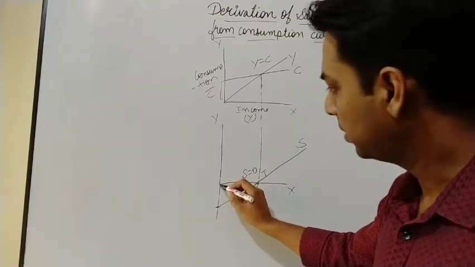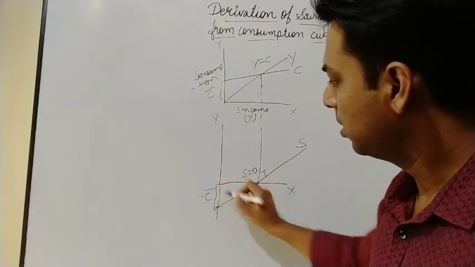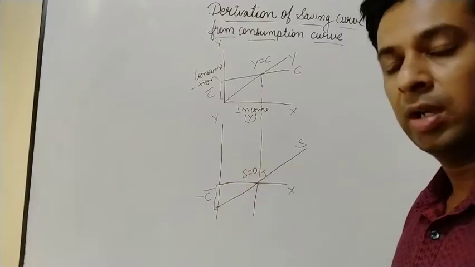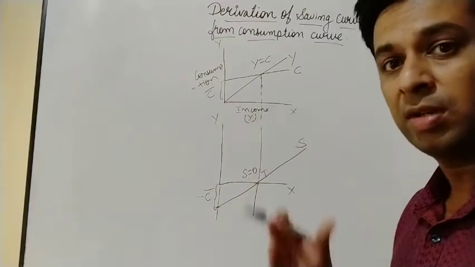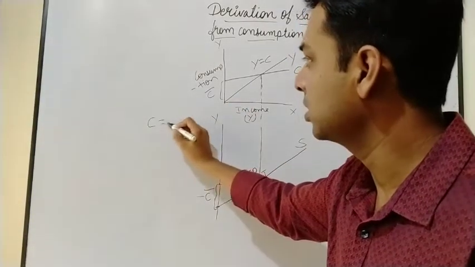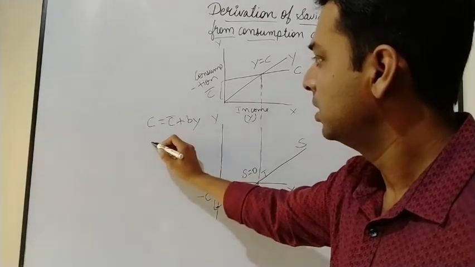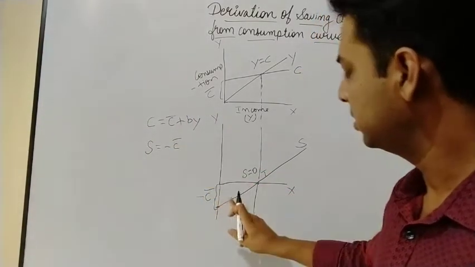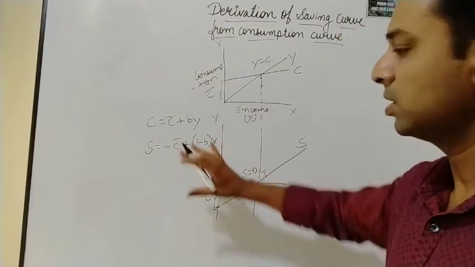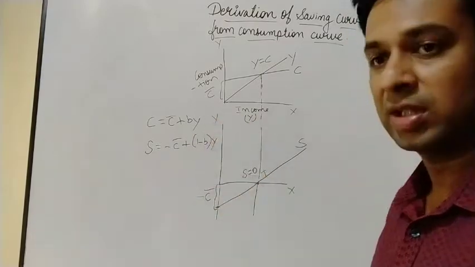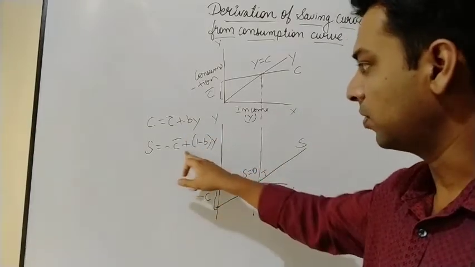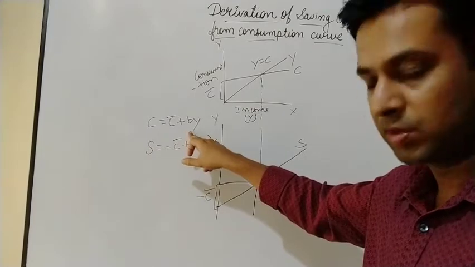Now what is this part? This part is minus C bar. If this is C bar, then this part is minus C bar. We already learned in the consumption function equation also: C is equal to C bar plus bY, and S is equal to minus C bar plus (1 minus b)Y. These are the two equations, this one for the consumption curve and this one for the saving curve.